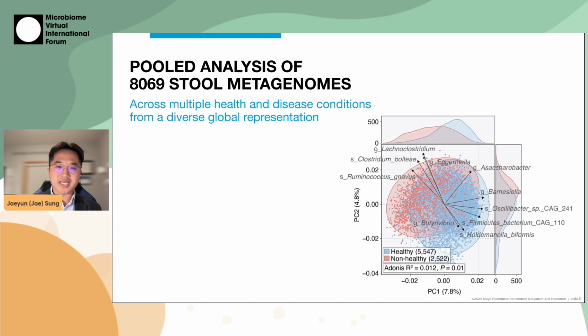Here's a PCA plot of what pooling 8,069 samples looks like. Each point represents a sample or person. Blue being healthy and red being non-healthy. You can see that despite the wide overlap, there seems to be a separation between the 2 study groups. So how do we create a classifier out of this?